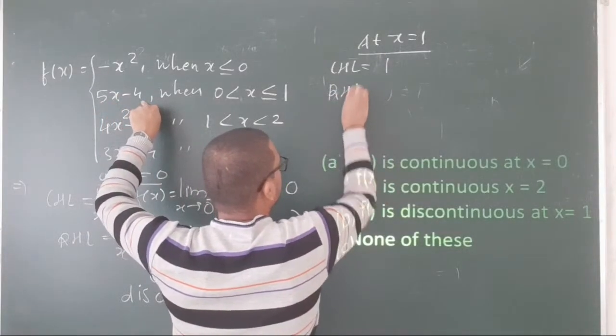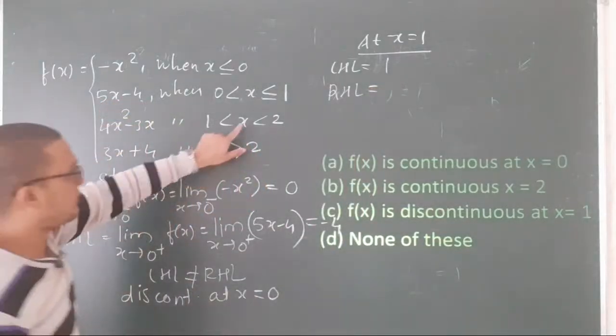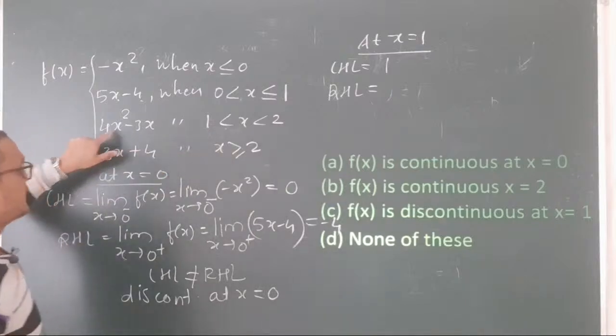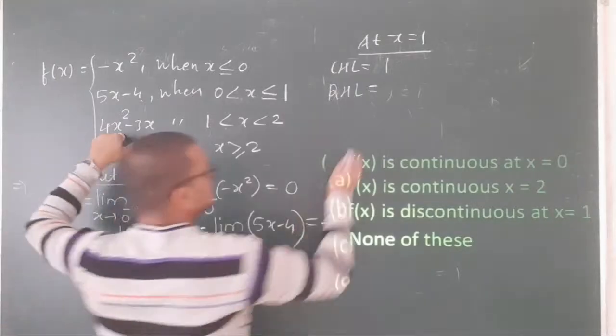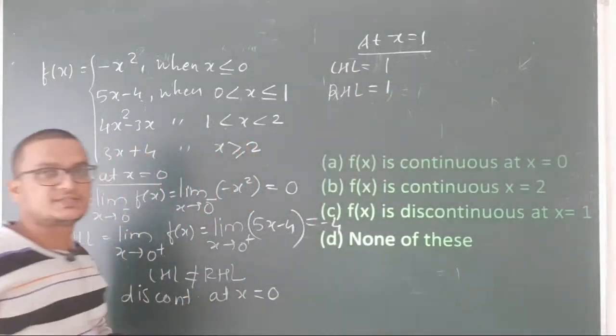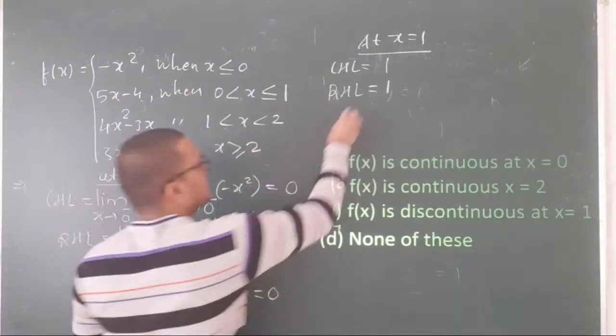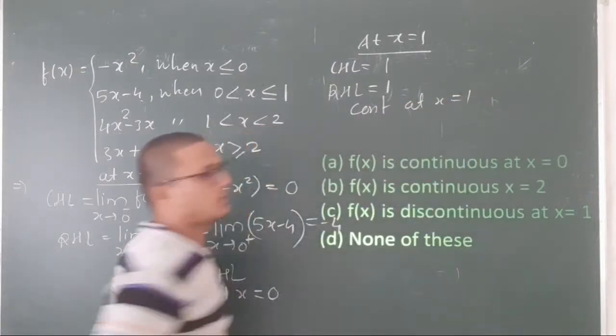What is RHL? RHL is for x greater than 1. So for x greater than 1, the function is 4x square minus 3. Put x is 1. 1 square is 1, 4 ones are 4, minus 3, 4 minus 3 is 1. So LHL and RHL both are the same. It means it is continuous at x equals 1.